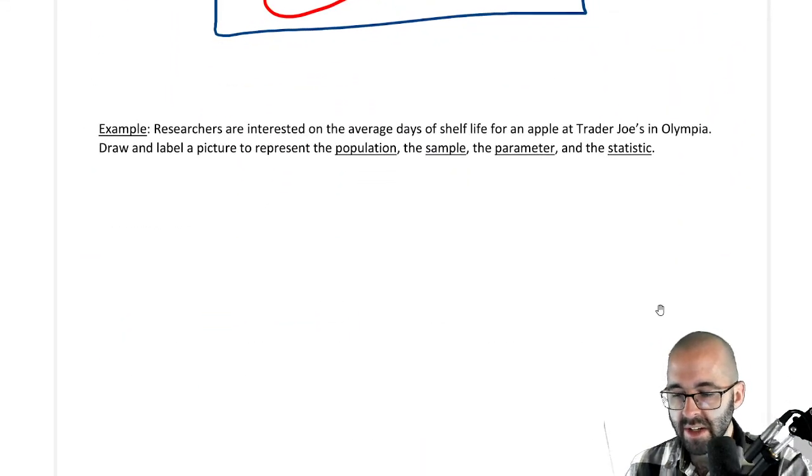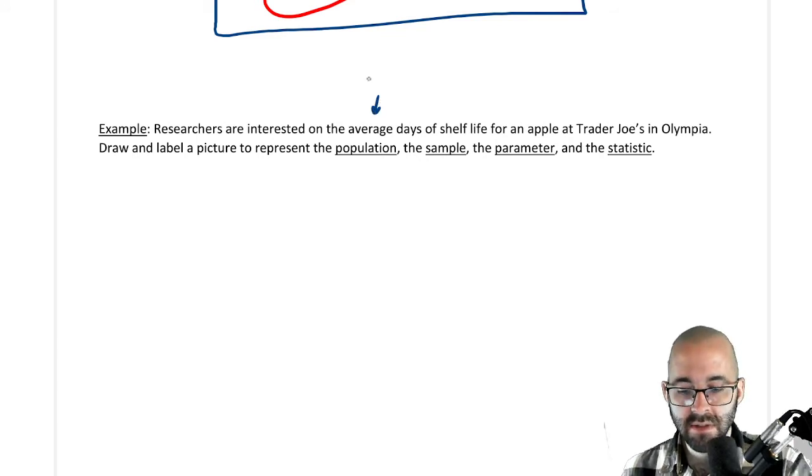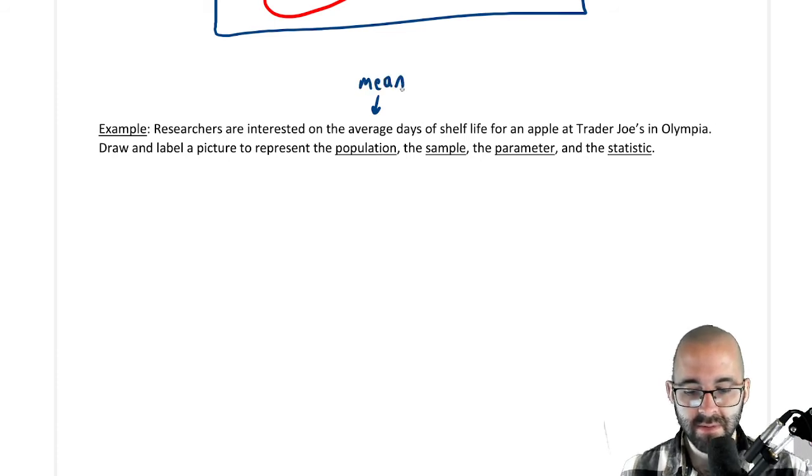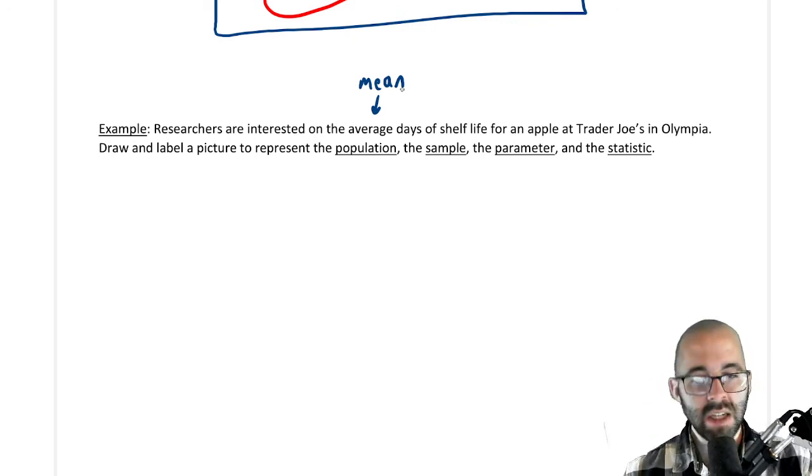All right, and then we have something very similar over here. Researchers are interested in the average days of shelf life. As soon as you see average, think numerical. Not a proportion anymore. We're going to be thinking about means or averages. So average days of shelf life for an apple at Trader Joe's in Olympia. Draw and basically do the same thing as the last problem.